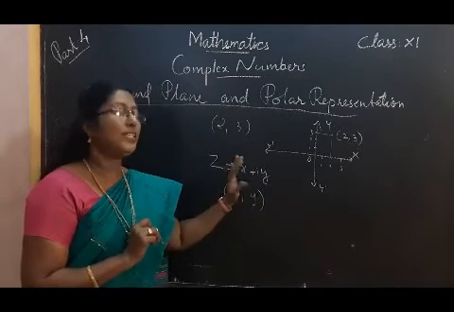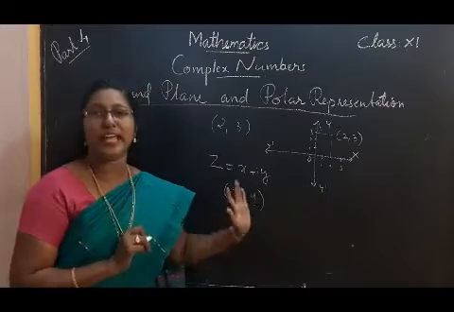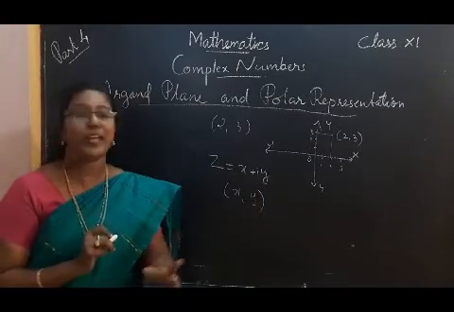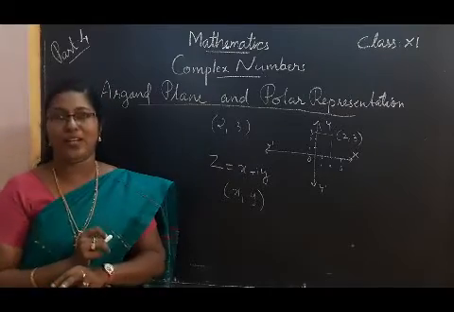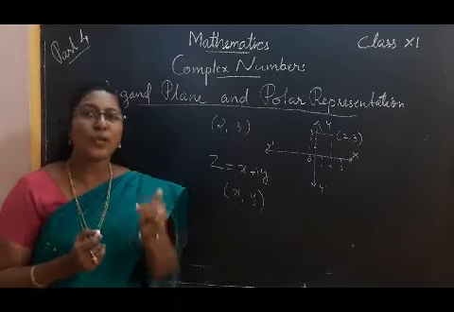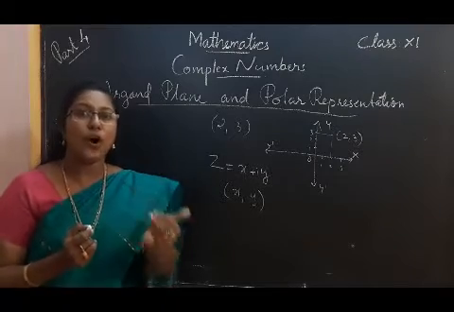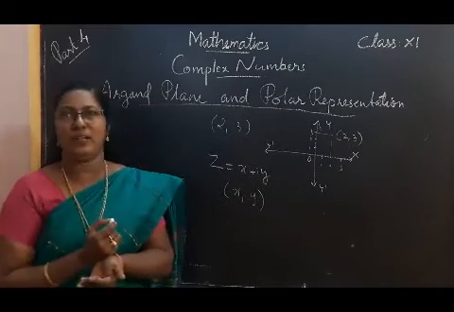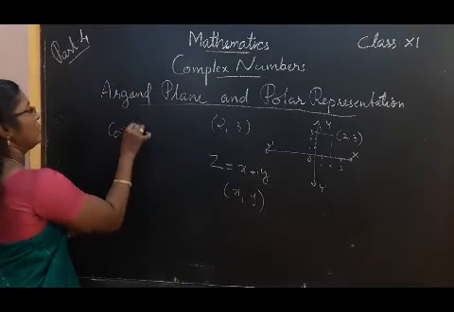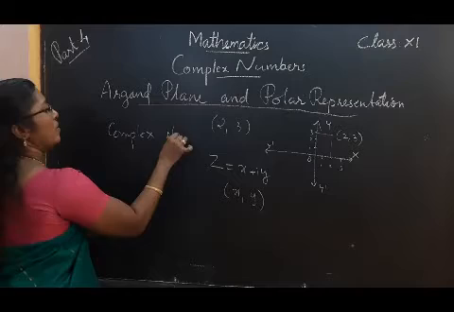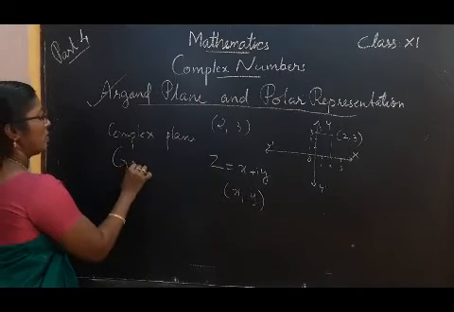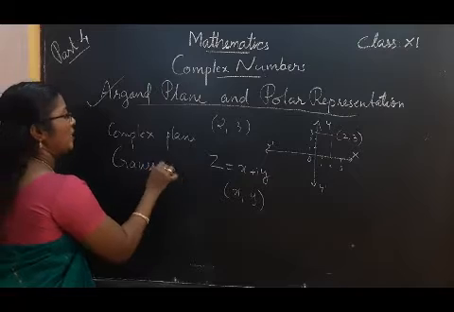When we represent this x plus iy in the plane, that plane is called the complex plane. Another name is Argand plane or Gaussian plane. The plane representing complex numbers as ordered pairs of real numbers is called the complex plane, or Argand plane, or Gaussian plane.